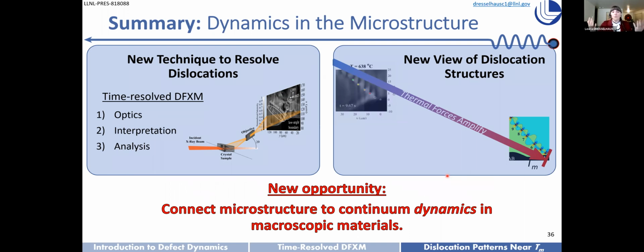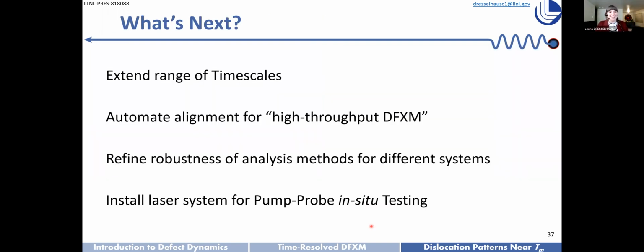new technique and infrastructure to be able to resolve dislocations at the single dislocation level, both the optics, the interpretation methods, and the analysis methods to quantify this. And then I used this to show you a new view of dislocation structures at high temperatures. So now we have a new opportunity at our fingertips to be able to connect the microstructure directly to continuum dynamics in macroscopic materials. So now you can ask yourself, well, what's next?